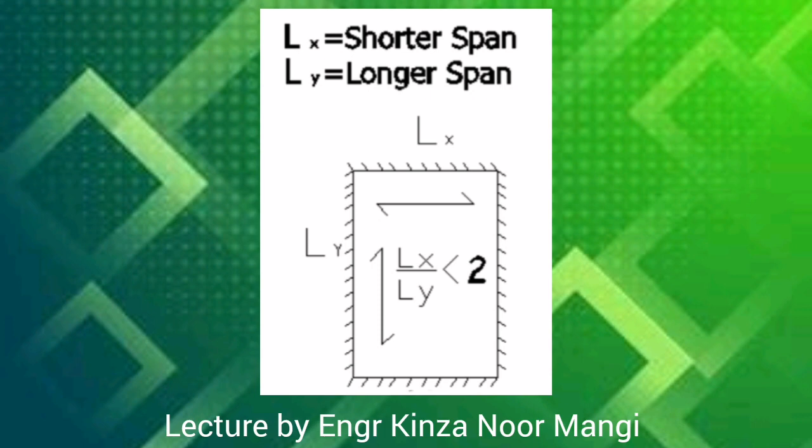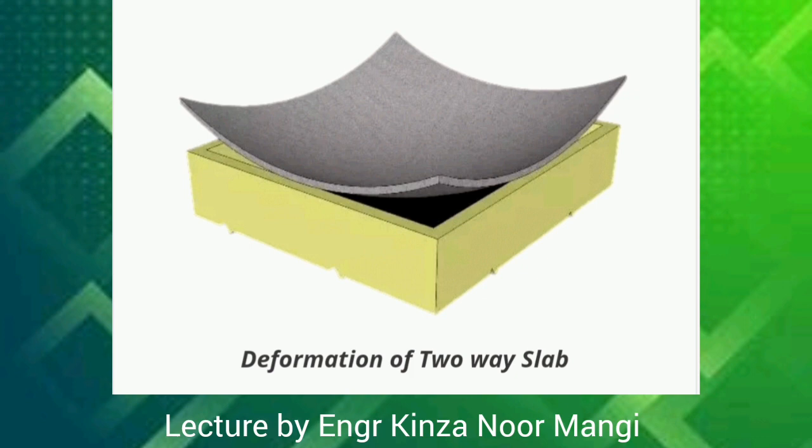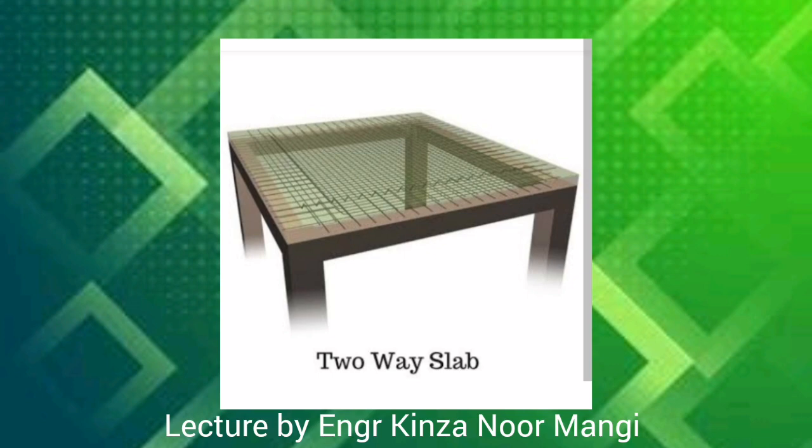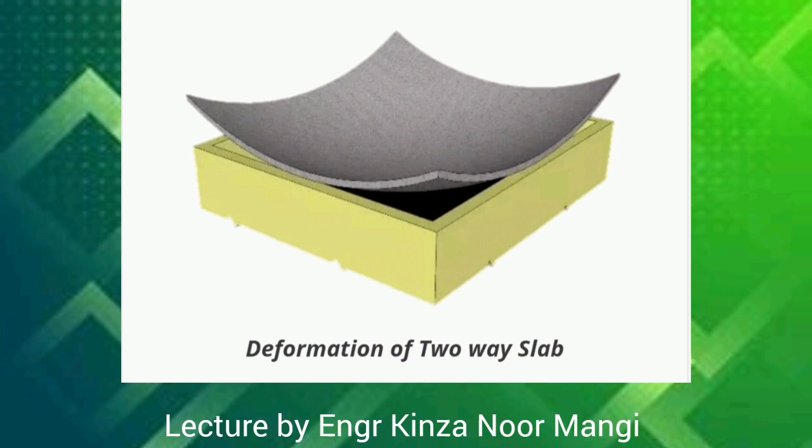Now coming towards the two-way slab. If length to breadth ratio is less than 2, then it is considered a two-way slab. While in two-way slab, bending moment occurs in both directions, that are shorter and longer span. In two-way slab, the main reinforcement is provided in both directions. The two-way slab is supported by the beams on all four sides. In two-way slab, the load is carried in both directions.